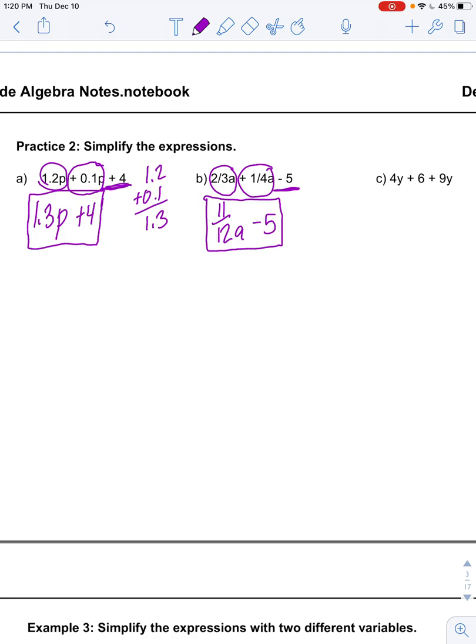Okay, looking at C, we have 4y plus 9y, so that gives us 13y. Then we have a plus 6. Bring it down. Cannot combine them. So we got 13y plus 6.